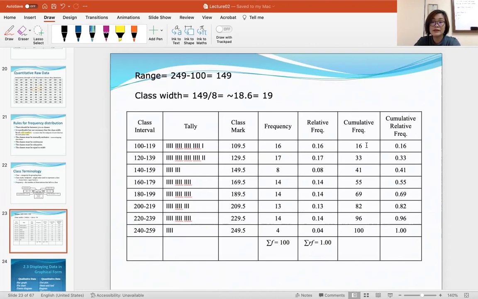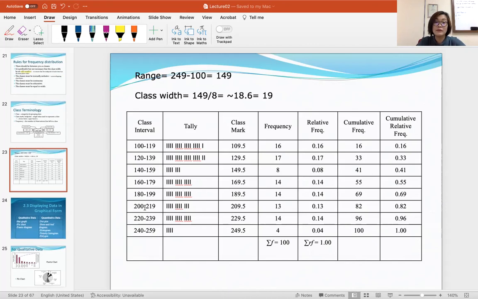The cumulative is you just keep on adding, and at the end, that is the total of the sample. Cumulative relative frequency is actually I convert it into 1. That is the difference between them. So you understand this?